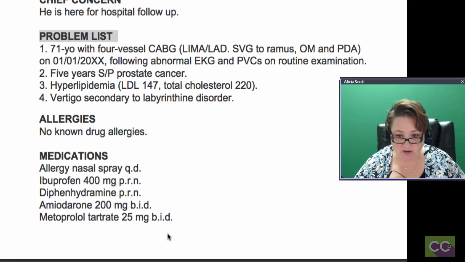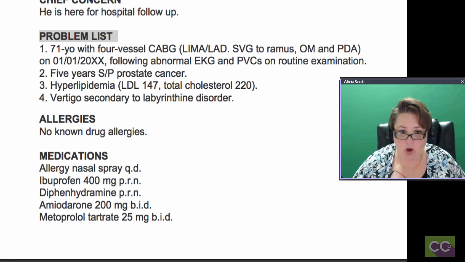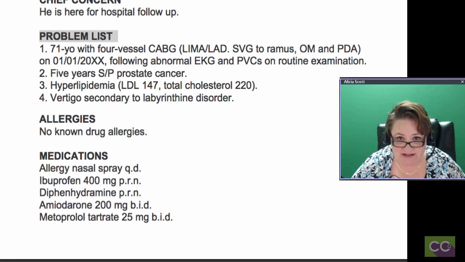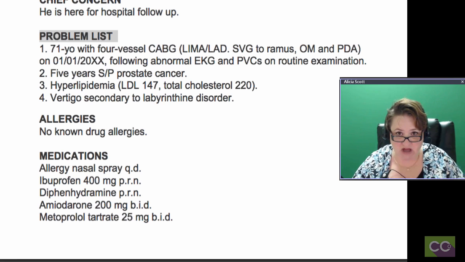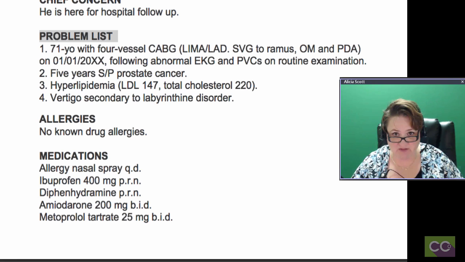We know that the reason was an abnormal EKG. Then the other things, we know he's 5 years status post prostate cancer, he has hyperlipidemia, and he has vertigo, and it's secondary to a specific disorder. Now, we also want to know, what did he come in for? This is being coded for just a regular doctor's office. This isn't risk adjustment or anything else.